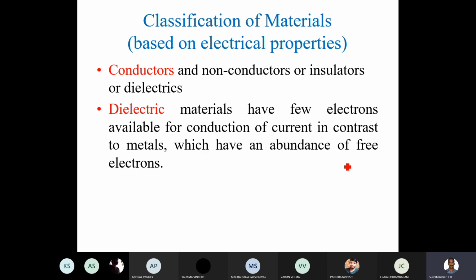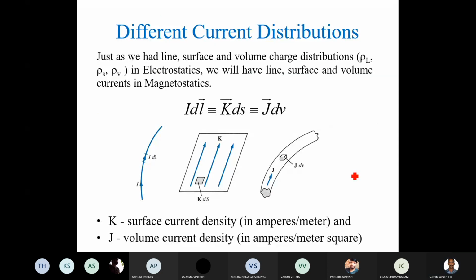For that, it will be classified into conductor and dielectric. Our focus will be to study how the electric field will survive inside the dielectric, or whether it will survive inside the conductor or not. The dielectric medium is an insulator medium where permittivity will be greater than 1. And we are also talking about the conductor.